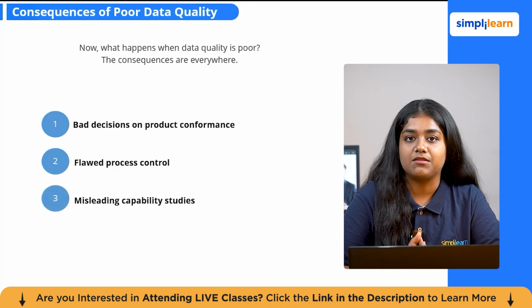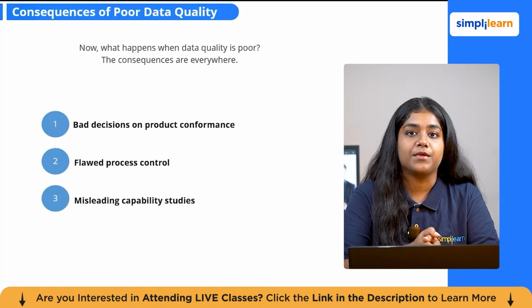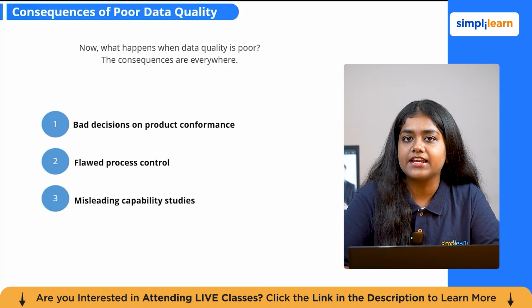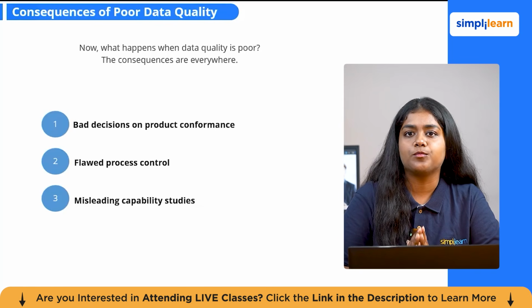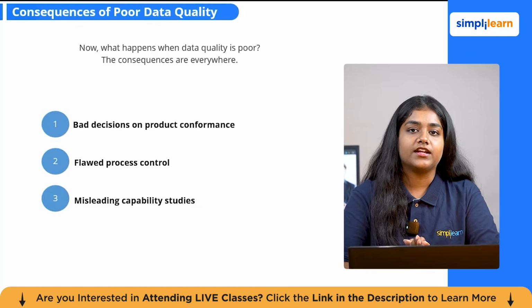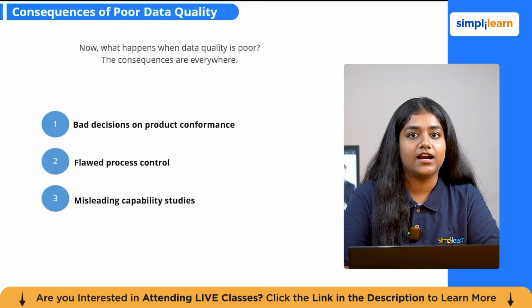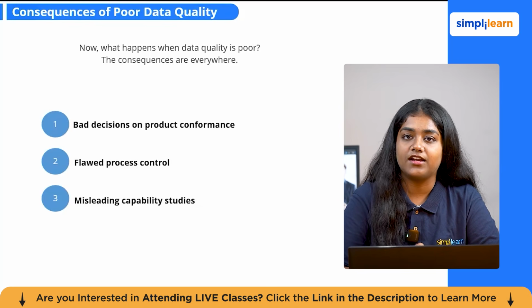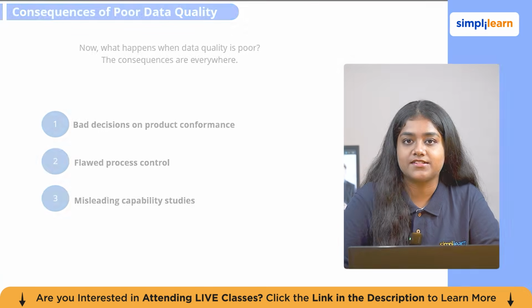Then come misleading capability studies. Process capability indices like Cp and Cpk are based on measurement data. If the measurements themselves carry significant error, your capability numbers are wrong. You might think your process is capable when it isn't, or think it's incapable when it's actually performing well. So in every case, poor data quality leads to poor decisions, and poor decisions have a cost in time, in money, in customer satisfaction, and in quality. And that's why MSA is a necessity for any serious quality system.